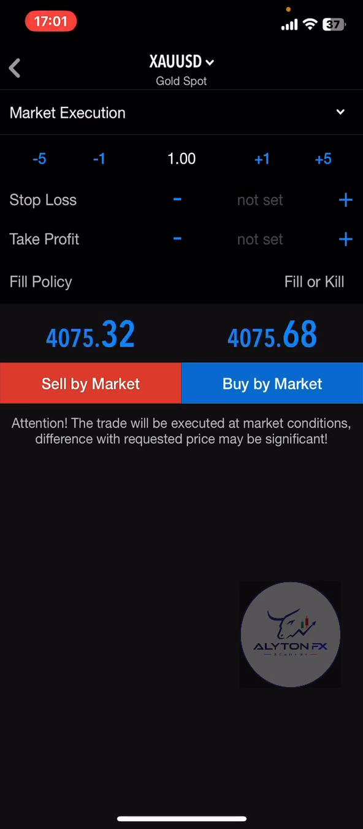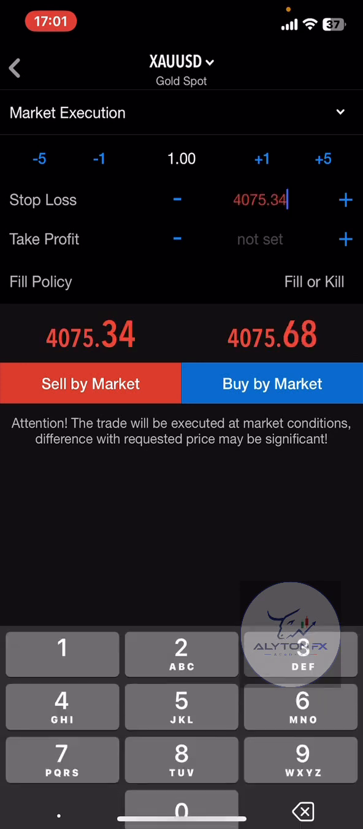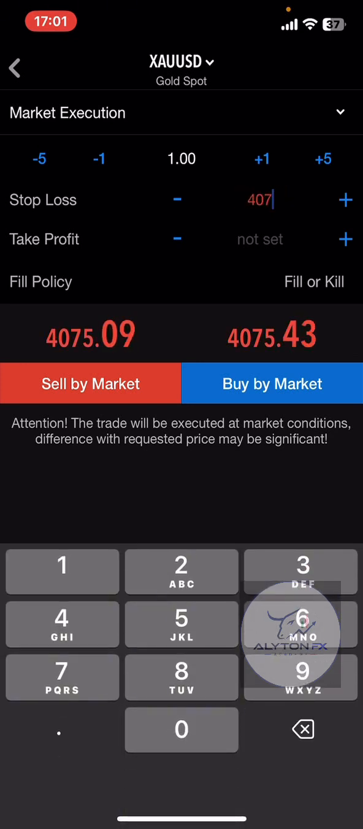Let's say as the price is at 4075, we want to set our stop loss at 4070. So we're going to select 4070. This means that if this price at 4075 falls down to 4070, our trade is going to automatically close, limiting us from more losses.